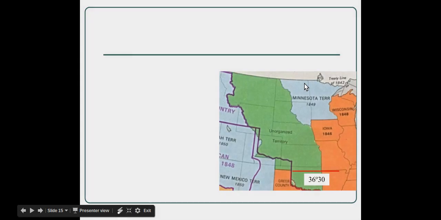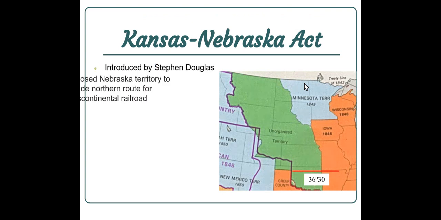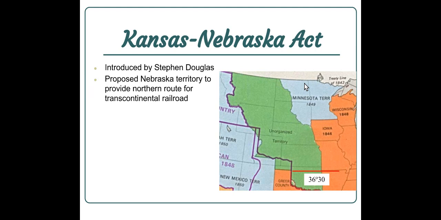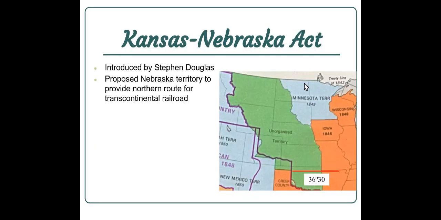Okay, so we're going to have the Kansas-Nebraska Act. We talked about this a little bit. This is going to be introduced by Stephen Douglas, and it basically proposes Nebraska Territory to provide a northern route for the Transcontinental Railroad. The territory lays north of the Compromise line, and we know that anything north of the Missouri Compromise line prohibits slavery.